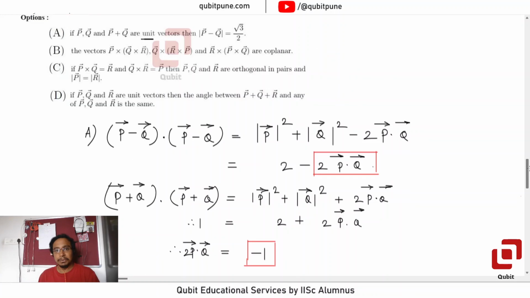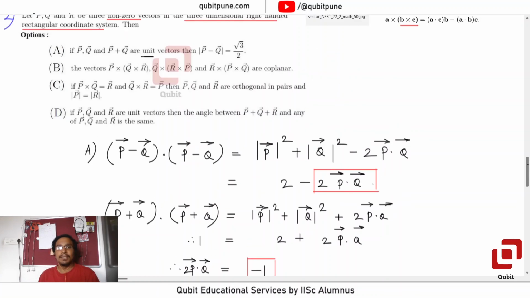Does it match with root 3 by 2? It doesn't. So option A is not correct. Is that clear? Yes, sir. Okay. Fine.